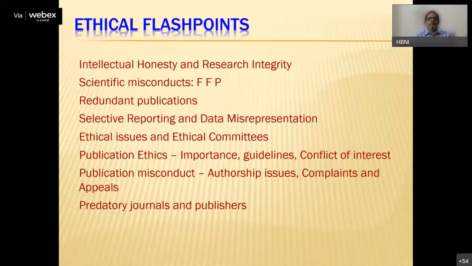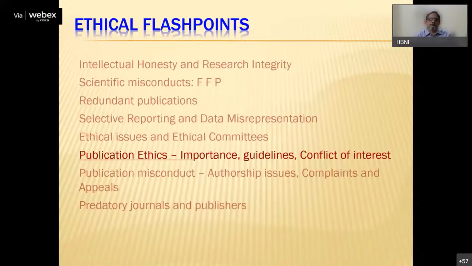So far, what I had discussed was mainly something to do with the misconducts which happen during the course of the research work. So today we'll be talking about publication ethics. What are publication ethics, their importance, what are the guidelines available? And then one topic which I'll be taking up today is conflict of interest.